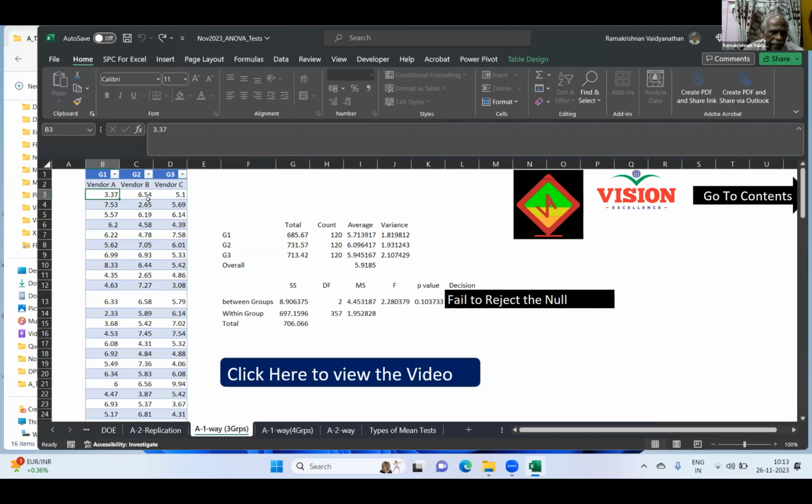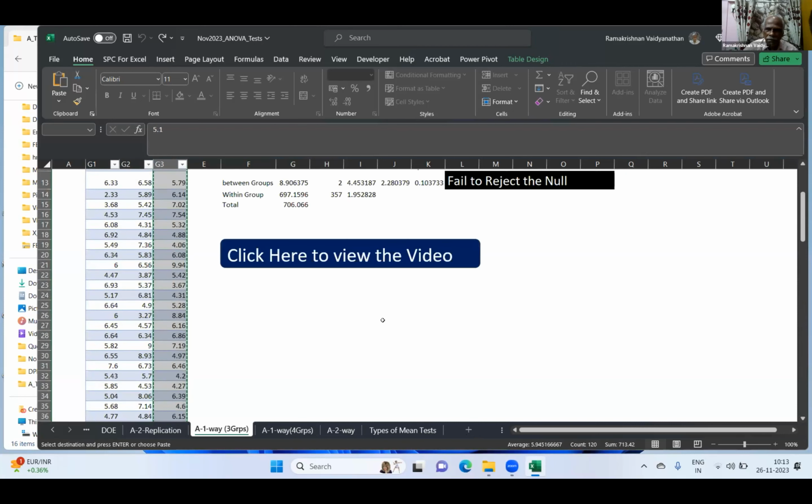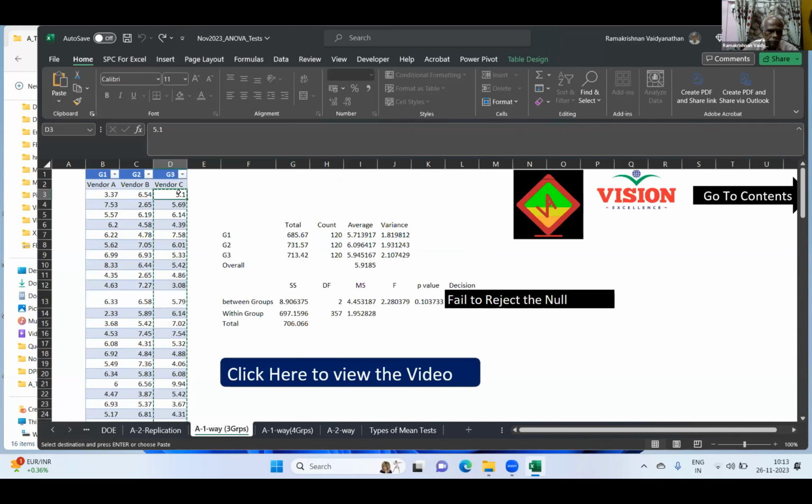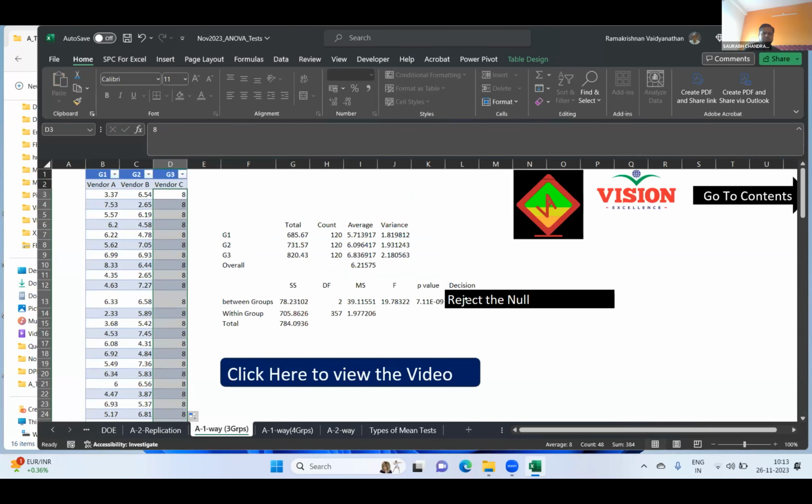Now, suppose I change it here. Suppose I want to make it say 8. I will make it 8 here. Once again, Control Shift Down. Control C. Okay, it doesn't matter. I will take a risk. I will make it 8. Right? Purposely, I am making this vendor different. You will have to see that, reject the null. See, you got it, reject the null.